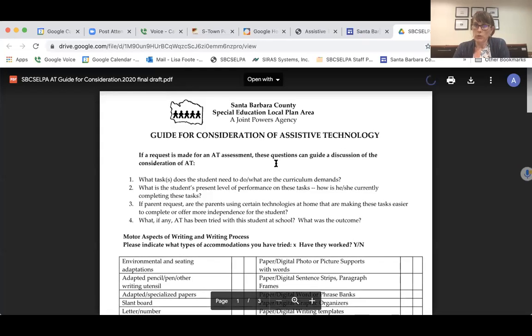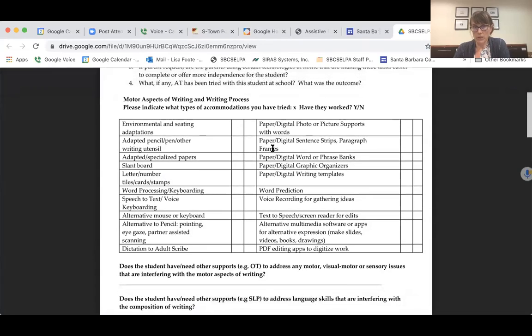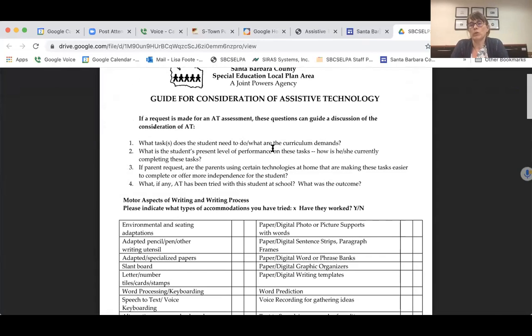these should all be public. You should be able to print them out or open them up with the PDF filler and be able to do this with your team. So this guide for consideration is something that you would use at the IEP, or you can use it any time of year, or you can use it if a parent is having questions and asking about, well, what are you doing for assistive technology?